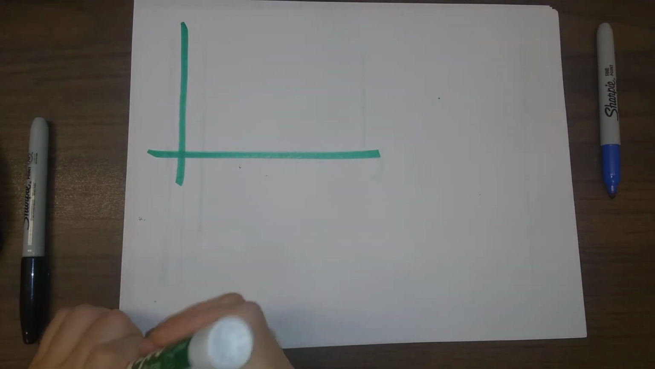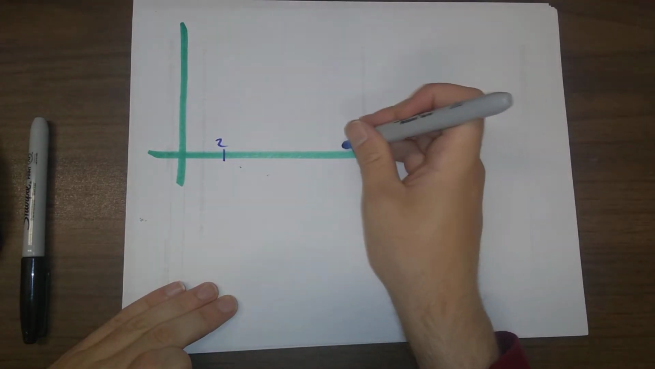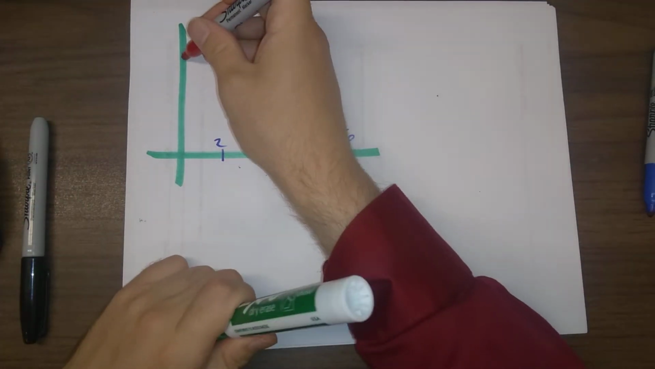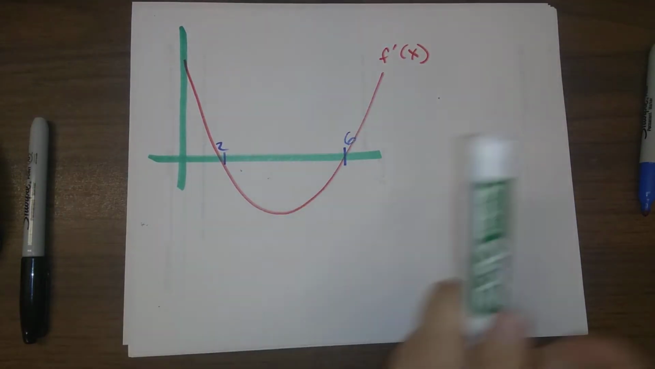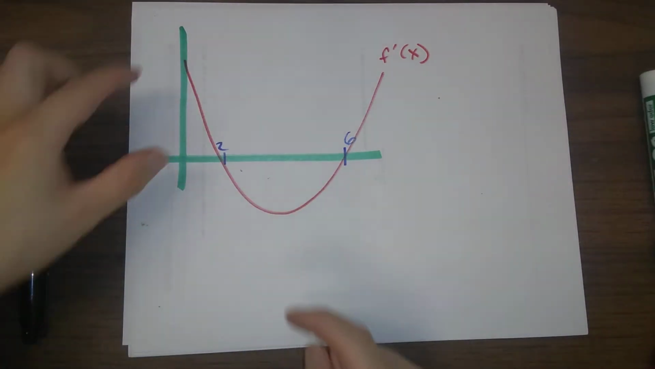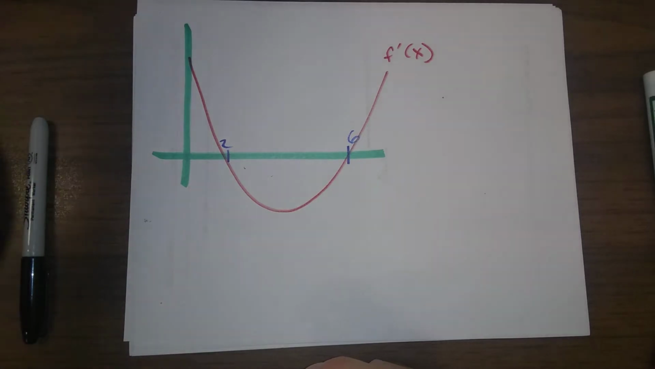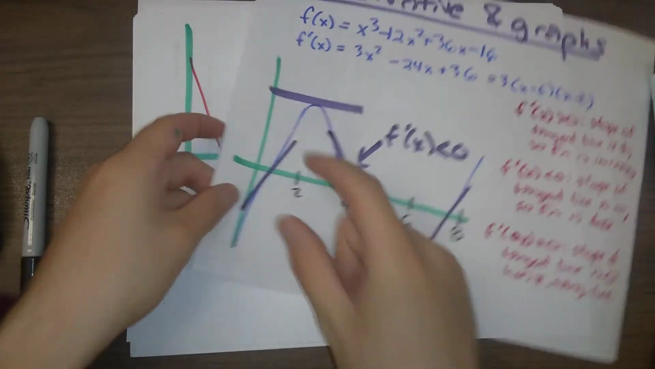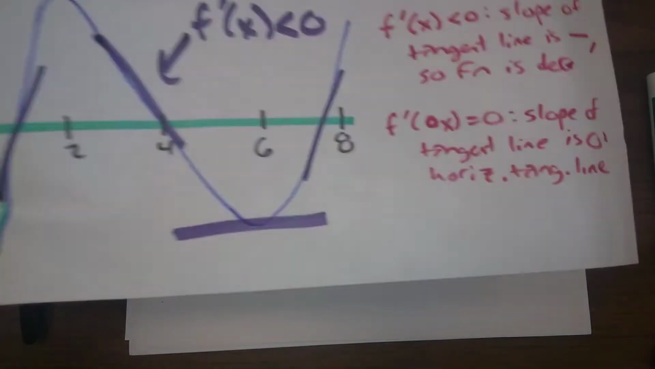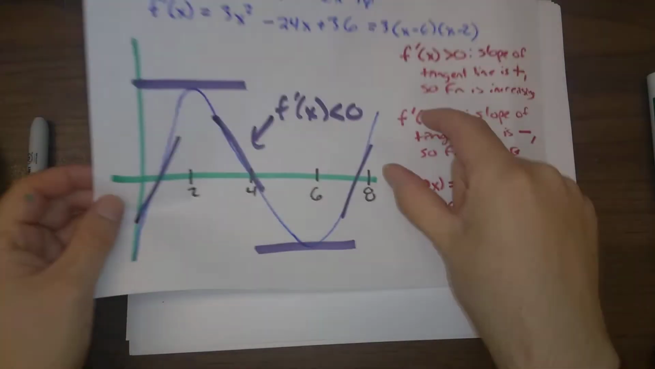We can graph what the derivative looks like. The derivative, so 2, 6, the derivative looks something like this. So the derivative is positive until it hits 2, which corresponds to the function increasing. It's negative between 2 and 6, which corresponds to the function decreasing. It's positive bigger than 6, which corresponds to the function increasing.